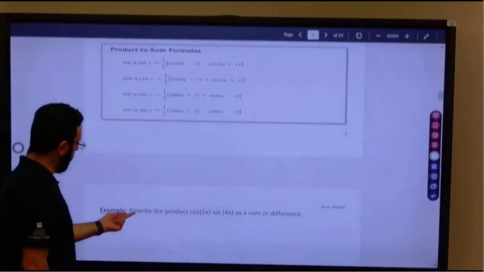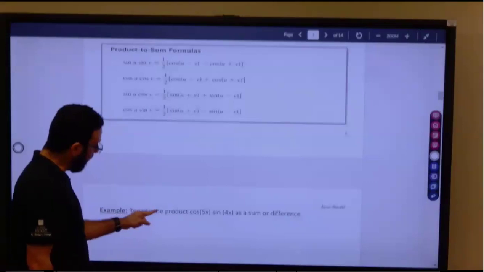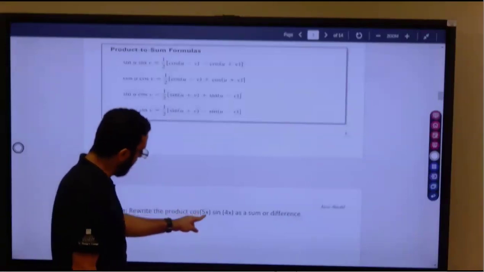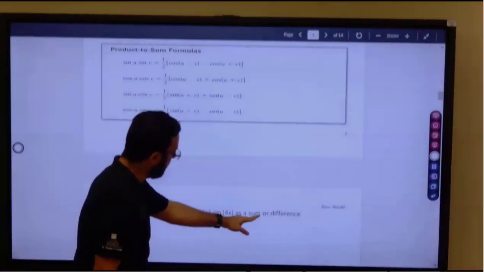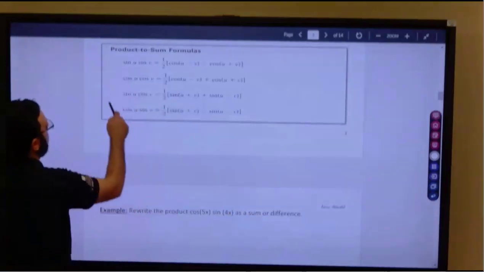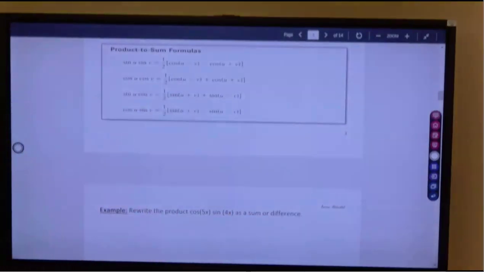And here's an example. Rewrite the product cosine 5x sine 4x as a sum or difference. That means I'm going to use this formula. Write down the product to sum or difference between sine and cosine. So let's check which one we're going to use.